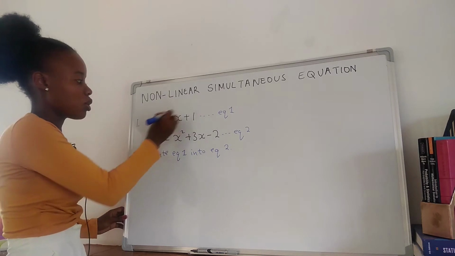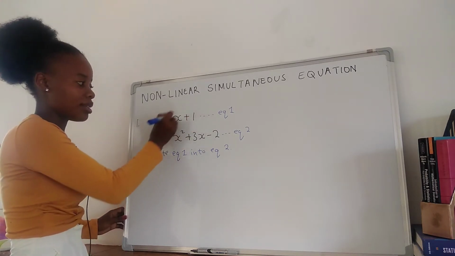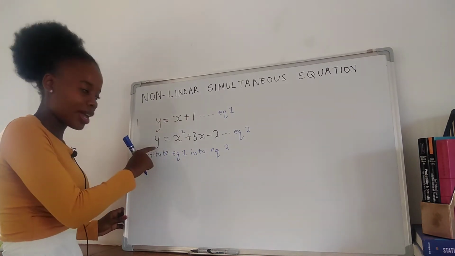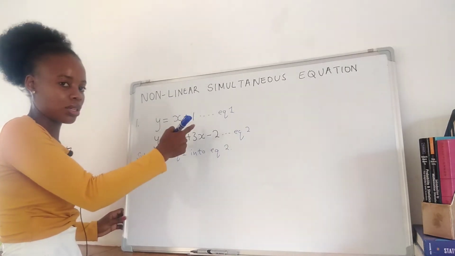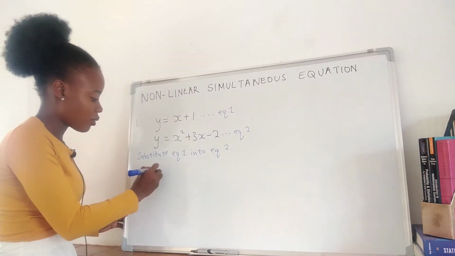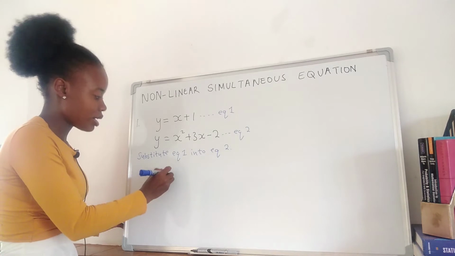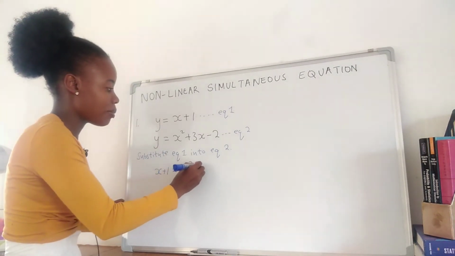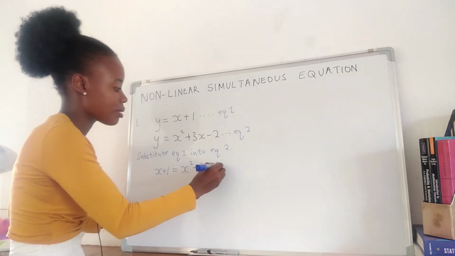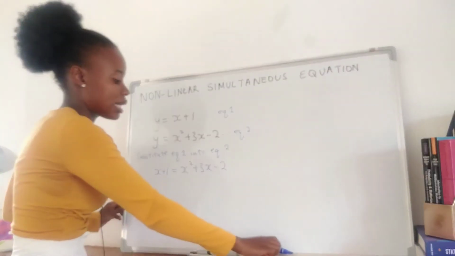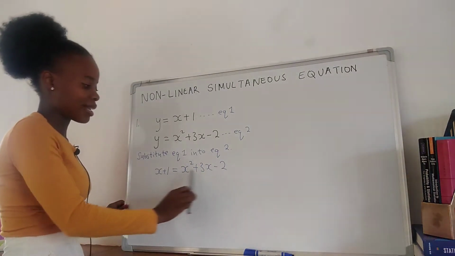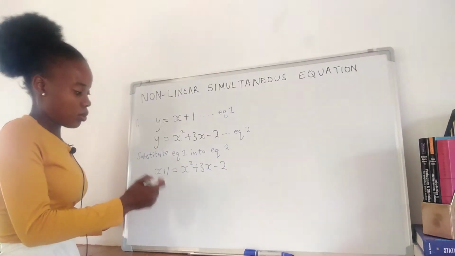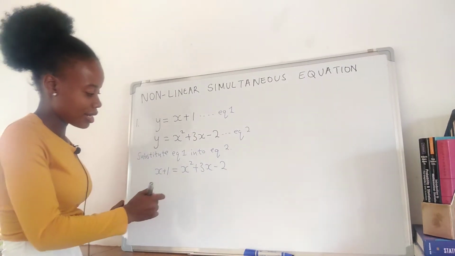So this we said is y. When you see y here, you just use x plus 1, right? So we're going to have x plus 1 replacing y equals x squared plus 3x minus 2. Now we are left with x's, we don't have y. We can now collect like terms.